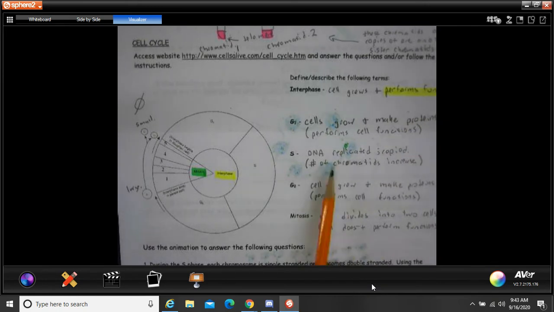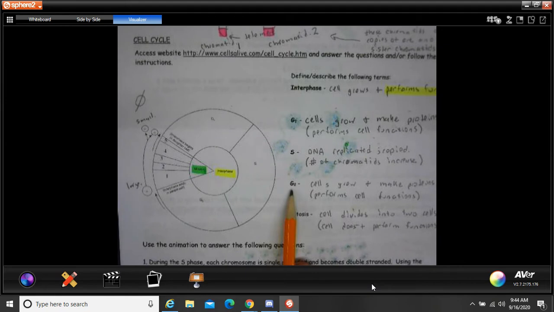Okay? Now, I did stipulate here that it's the chromatid number that increases, not the chromosomes. And we'll talk about that in a little bit. It's a big thing for genetics when we talk about genetic continuity. All right, then we transition into G2. Again, this is the cell performing its functions. So it's again going to grow. It's going to make its proteins, performing its functions.